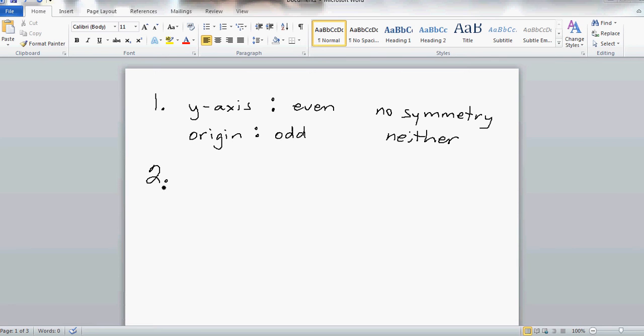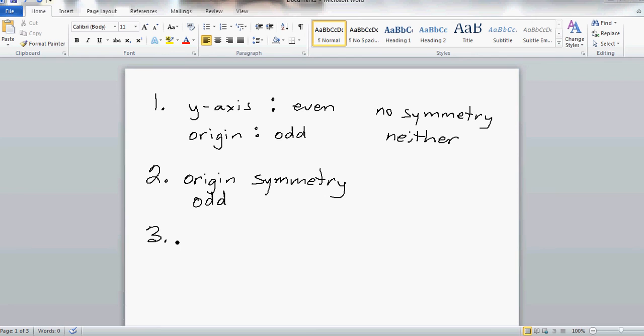Okay, number 2. We ask, does it have y-axis symmetry? Can we fold left over right? If we do, it will not fold on top of itself. However, when we look at the origin, it does have origin symmetry, which means it is an odd function. So there we can answer number 2.